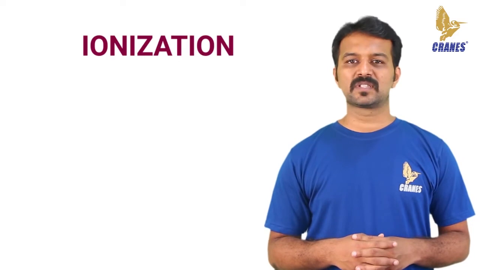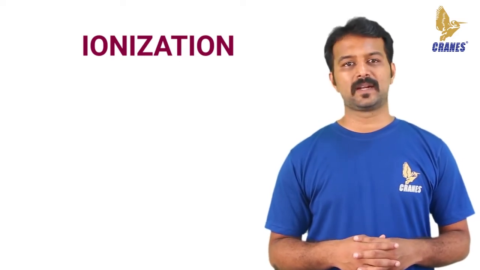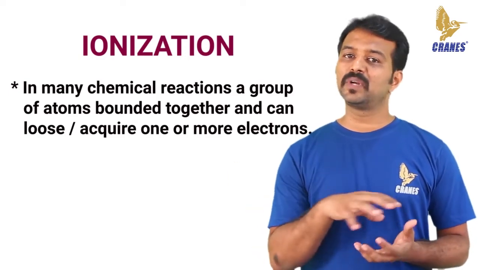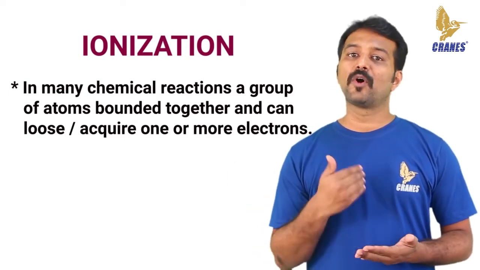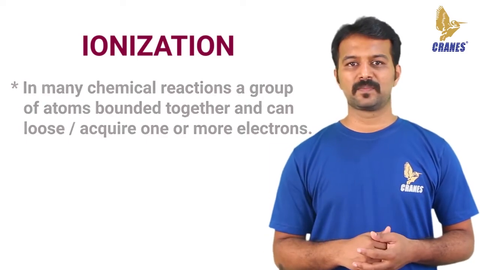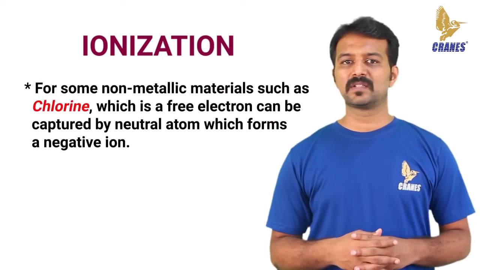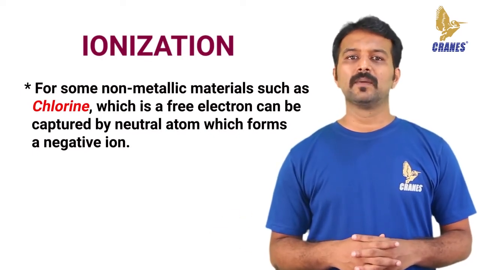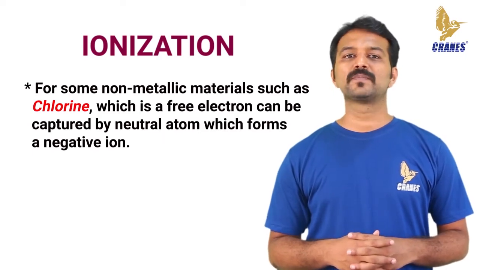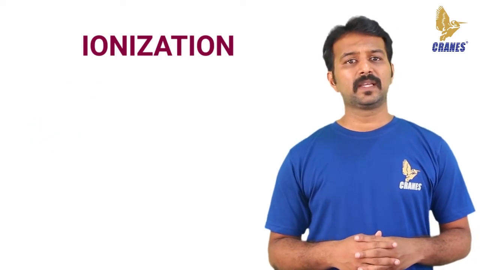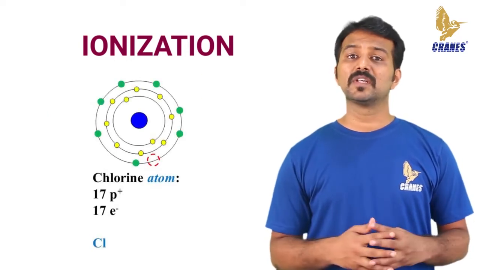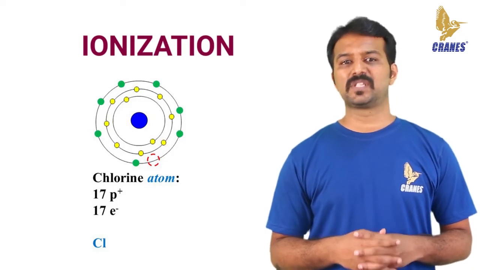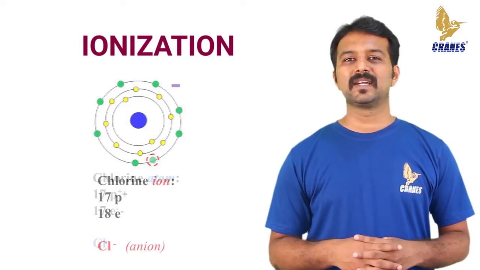The ionization process is not restricted to single atoms. In many chemical reactions, a group of atoms are bound together and can lose or acquire one or more electrons. For some non-metallic materials such as chlorine, a free electron can be captured by the neutral atom, which forms a negative ion. In the case of chlorine, the ion is more stable than the neutral atom because it has a filled outer shell. The chlorine ion is designated as Cl-.